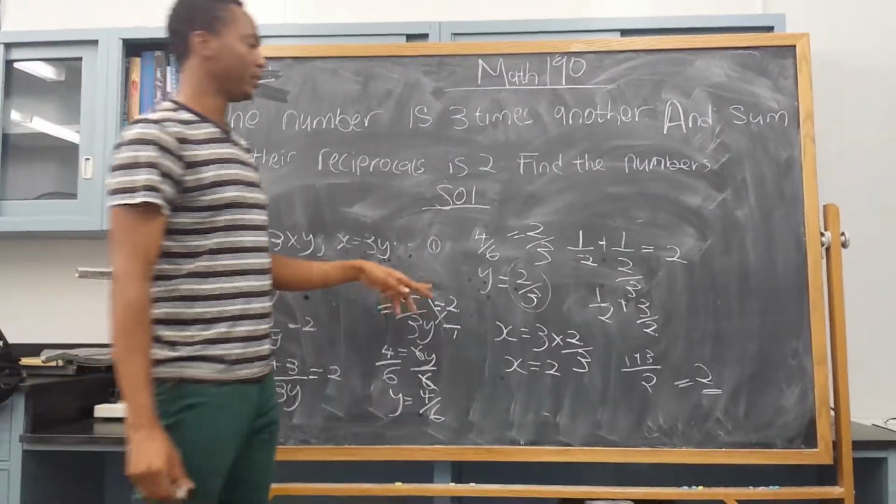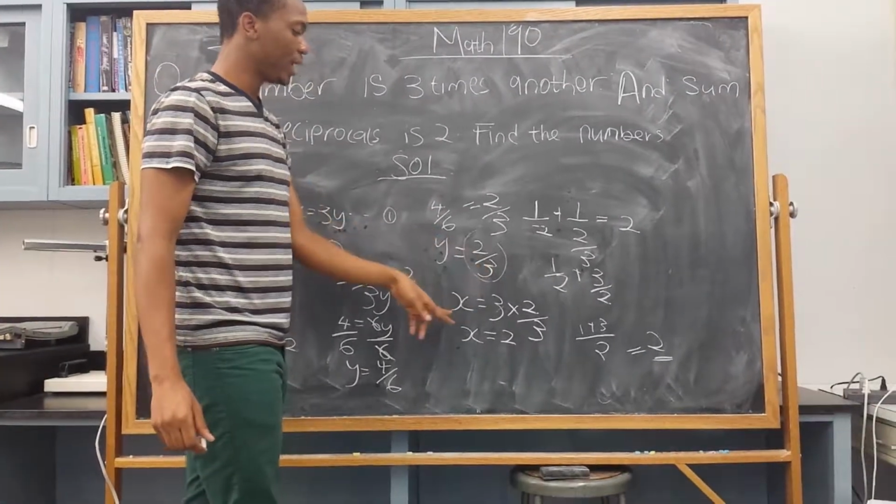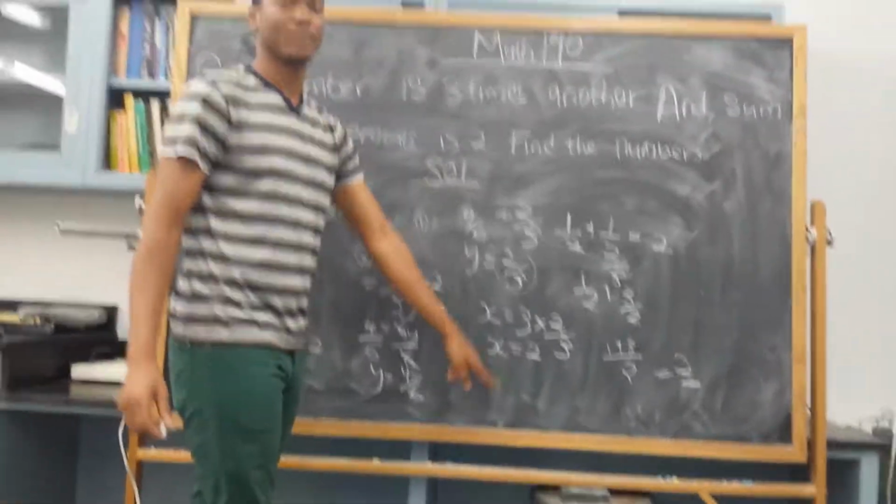So your final answer is y equal 2 over 3 and x equal 2. Thank you.